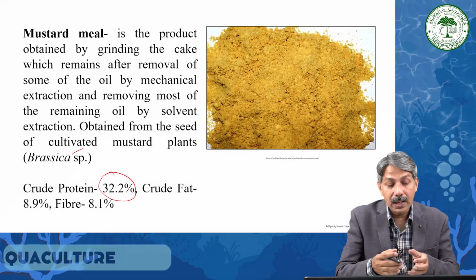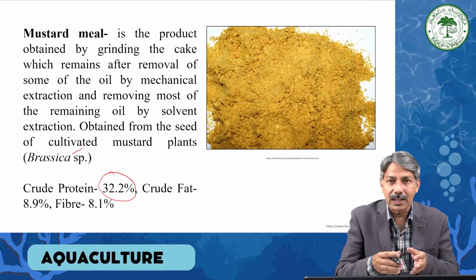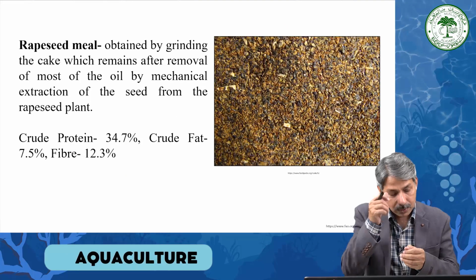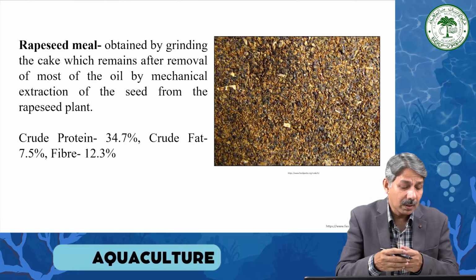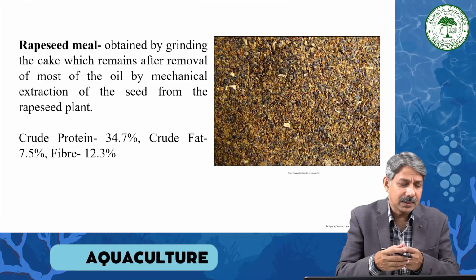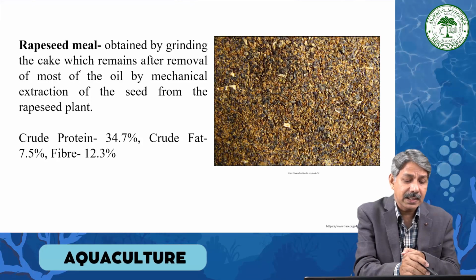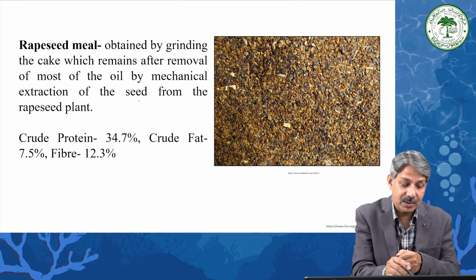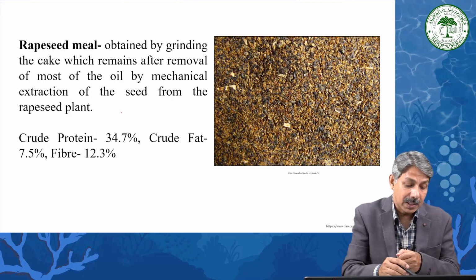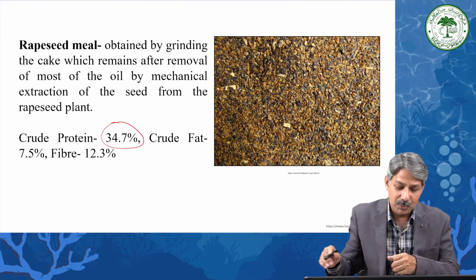So oil cake, mustard oil cake, groundnut oil cake, even cottonseed oil cake and all, they are being used very popularly. Rapeseed, again, I think this also belongs to the genus Brassica, obtained by grinding the cake which remains after removal of most of the oil by mechanical extraction of the seed from the rapeseed plant. Here the crude protein content is close to 35% almost.